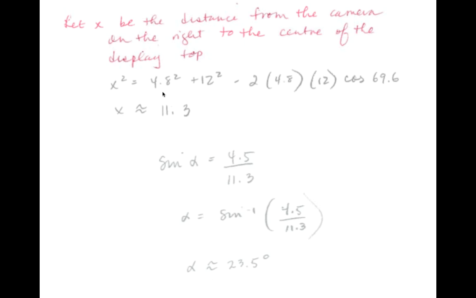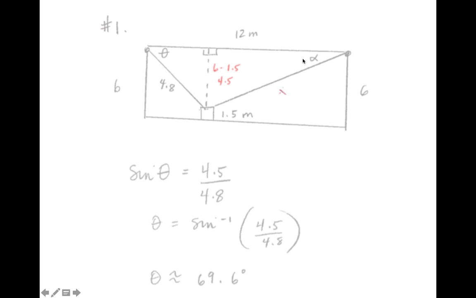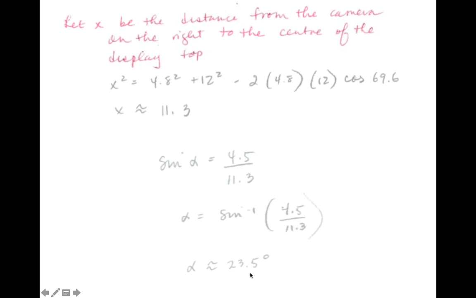And once I know this guy, I can do the sine of alpha equals 4.5. That's the opposite, over the hypotenuse, which is this guy. And I just found that out to be 11.3. And it gives me an angle of 23.5. Okay, I believe that's it.